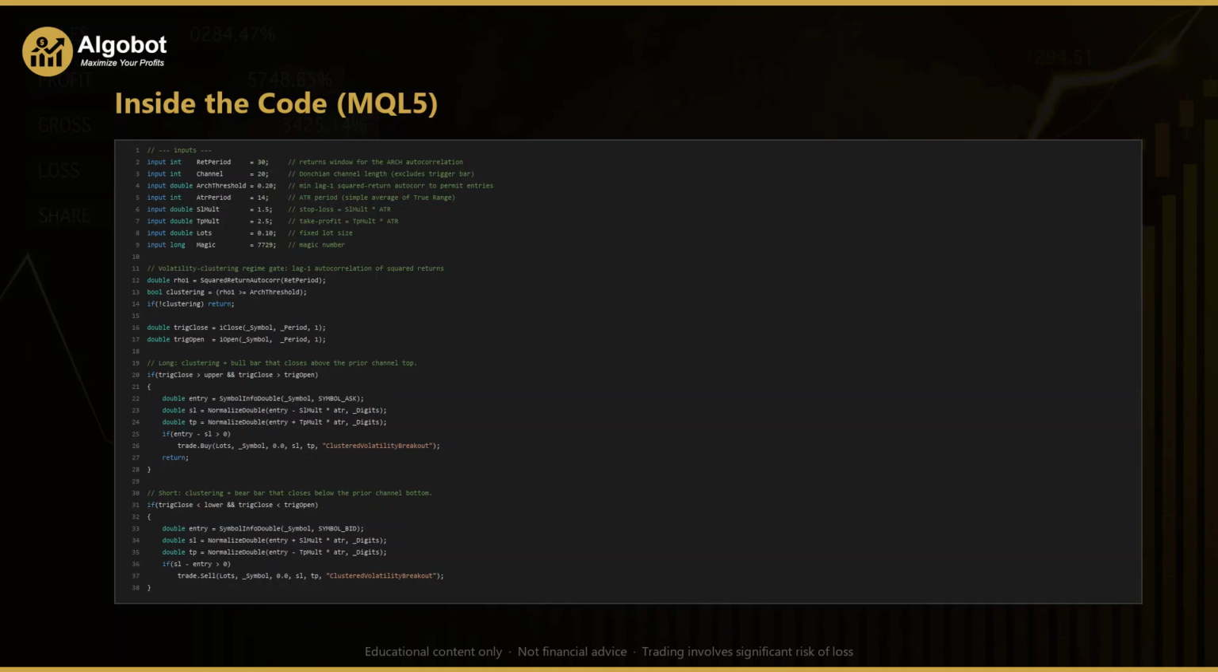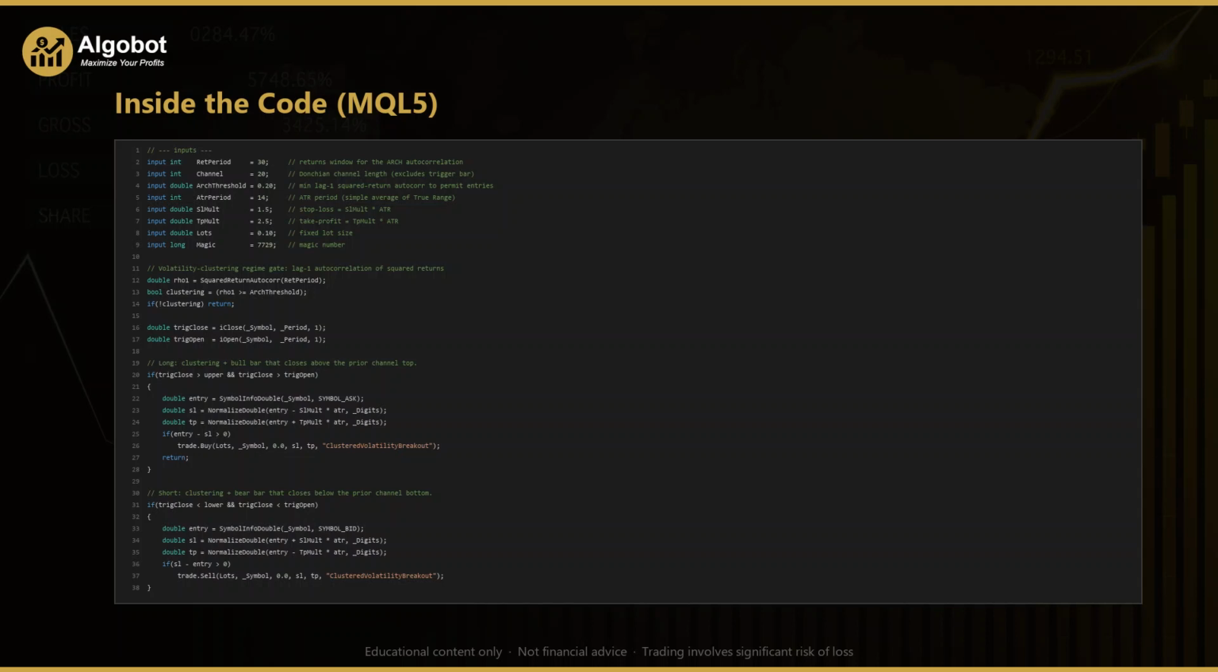Let's look at the actual MetaTrader code so you can see how these ideas translate. At the top are the input parameters you can adjust in the strategy tester. RetPeriod, defaulting to 30, sets how many returns feed the autocorrelation. Channel, at 20, is the Donchian length.